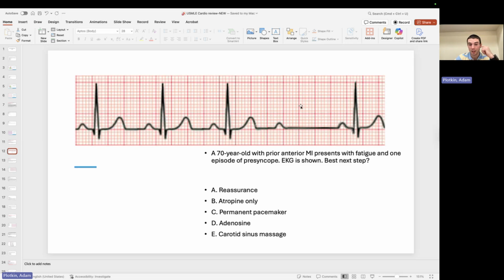All right, another rhythm. So this is a 70-year-old with a prior anterior MI. He's presenting with fatigue and 1 episode of pre-syncope. So syncope is transient loss of consciousness. Pre-syncope would be all the feelings like you're going to pass out, but you don't, right?